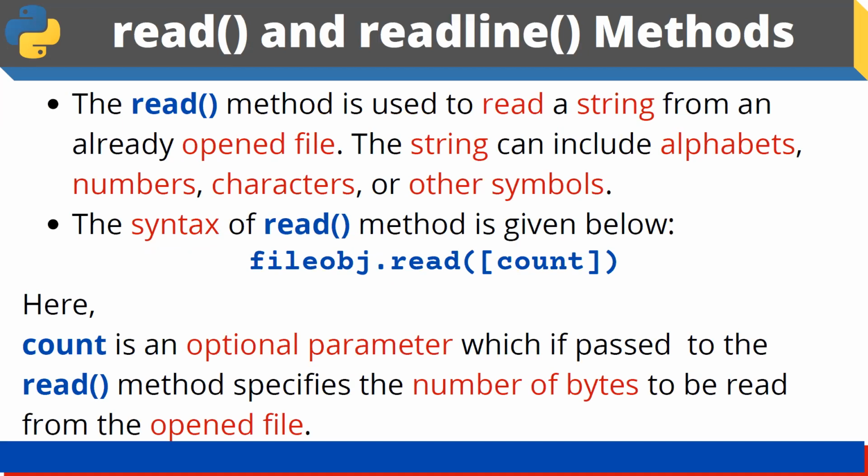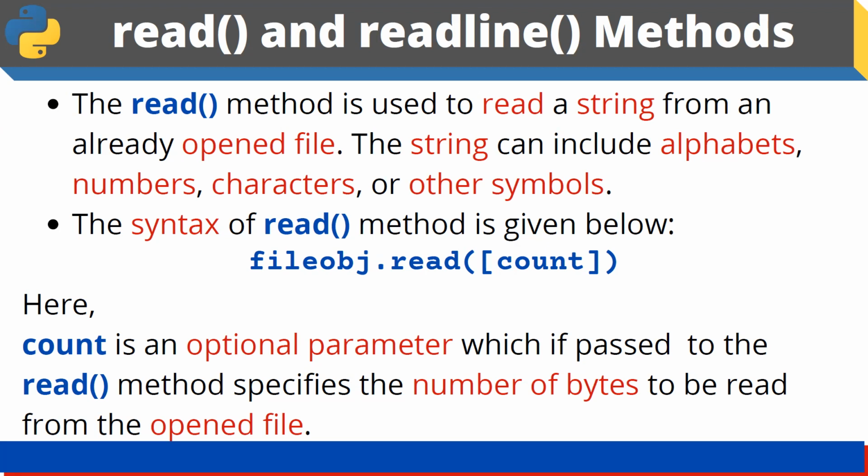The read method is used to read a string from an already open file. The string can include alphabets, numbers, characters, or other symbols. The syntax of the read method is fileobject.read, and we give the count. Count is optional.